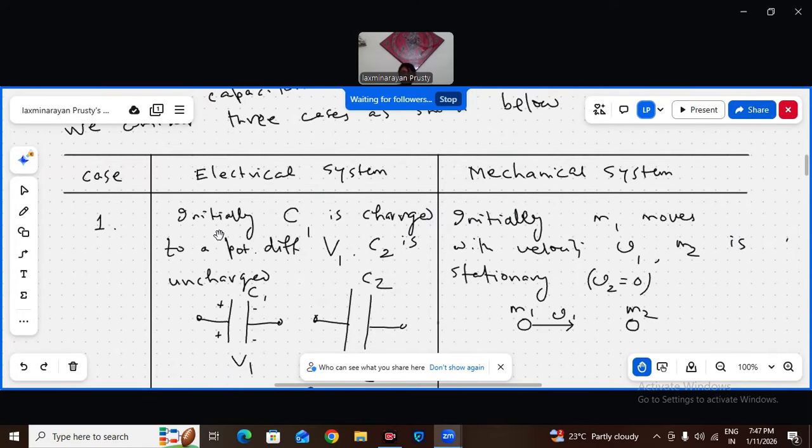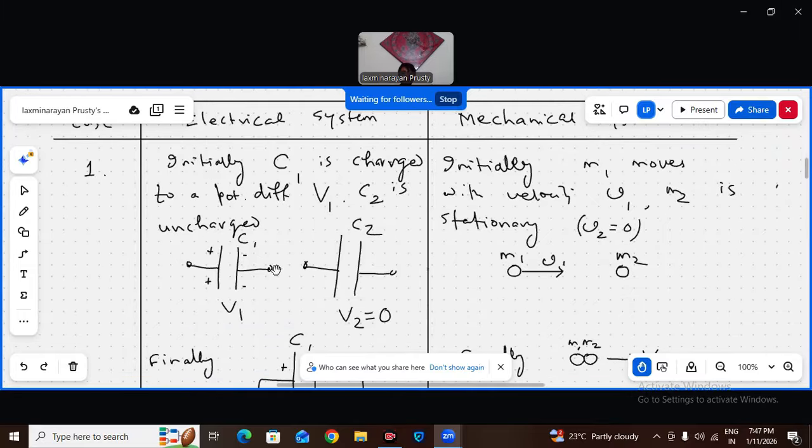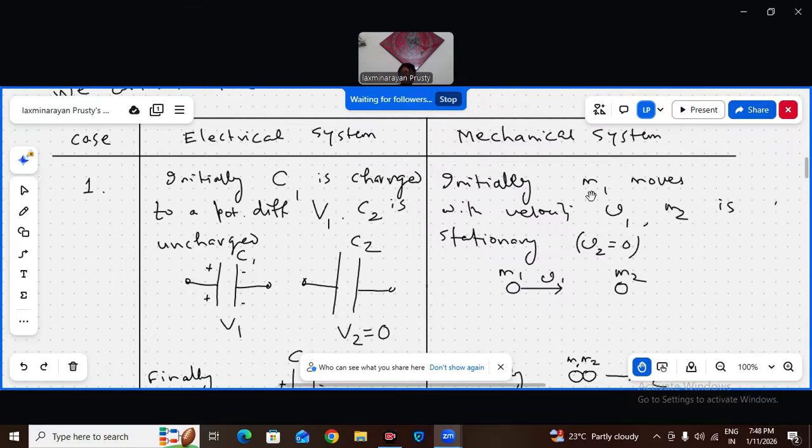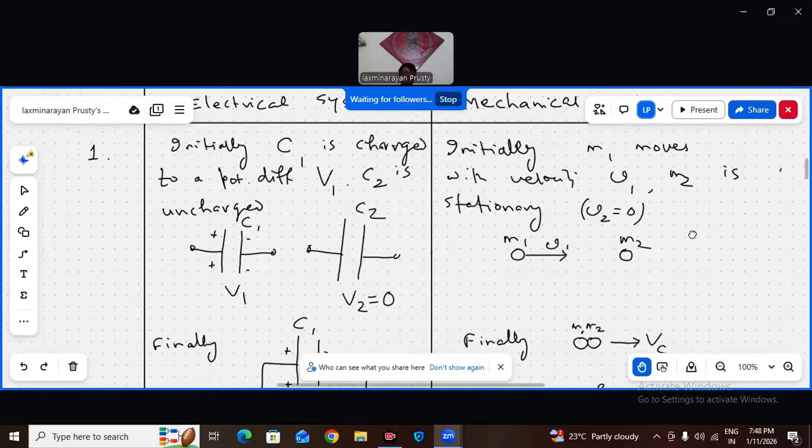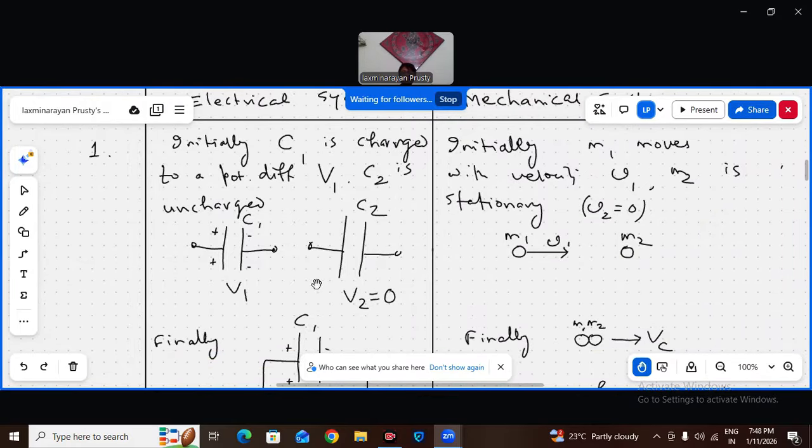Case 1. Initially C1 is charged to a potential difference V1. C2 is uncharged. Here I am showing the C1 is charged, C2 is uncharged. Initially, the mechanical system correspondingly, M1 moves with a velocity v1, M2 is stationary, v2 is 0. Just you can see here. There is no velocity. Let me write it as v2 = 0. This is v1.